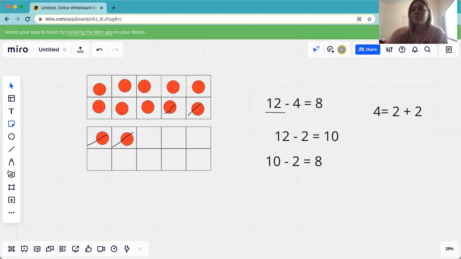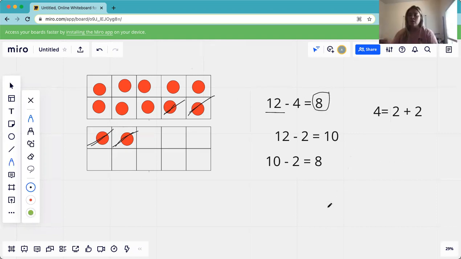I'm going to check it just to make sure. I'm going to start with my whole, which is 12. I'm going to subtract 4. 1, 2, 3, 4. I have 5 on top, 5, 6, 7, 8. So 12 minus 4 equals our 8. Awesome job, first grade, on using 10 today to subtract. Awesome job. See you later.